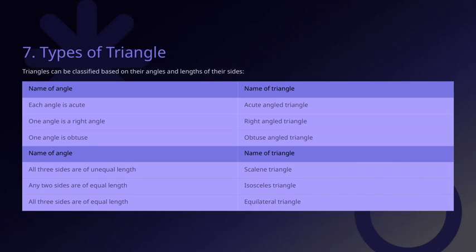Let's take a closer look at the different types of triangles. First, when we classify triangles based on their angles, we see that if each angle is less than 90 degrees, we call it an acute angled triangle.